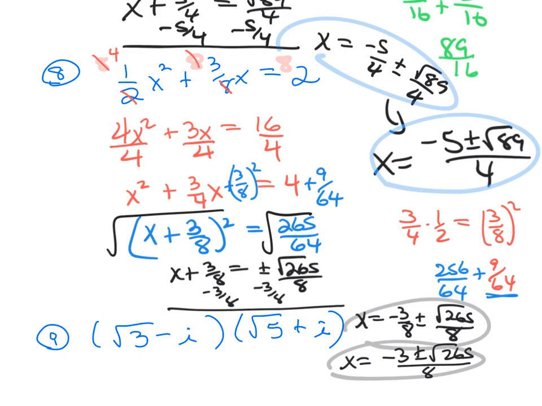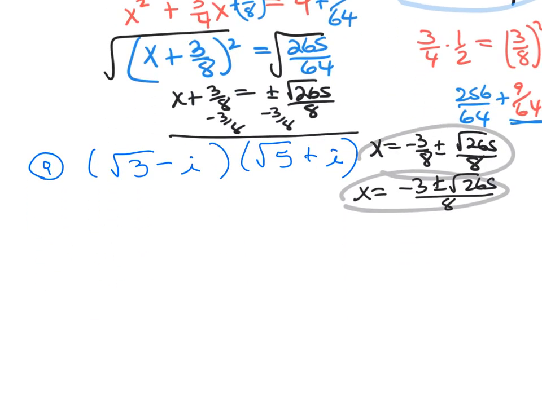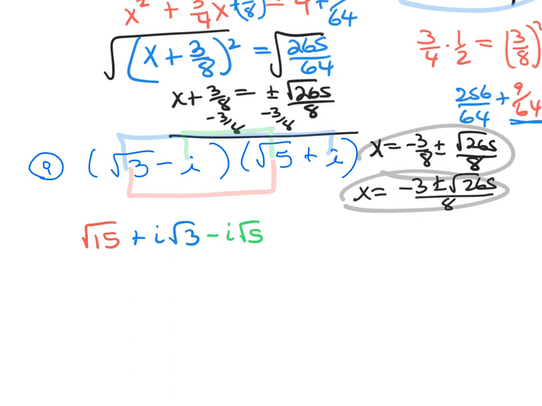Next one is a FOIL question. This was section 1.3, where we had to multiply complex numbers. So here, square root of 3 times the square root of 5 is the square root of 15. Then outside, square root of 3 times i gives me i root 3. And then inside gives me negative i root 5. And then finally last, negative i times positive i gives me negative i squared.